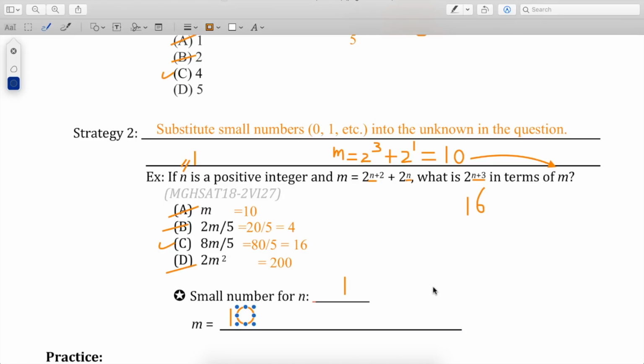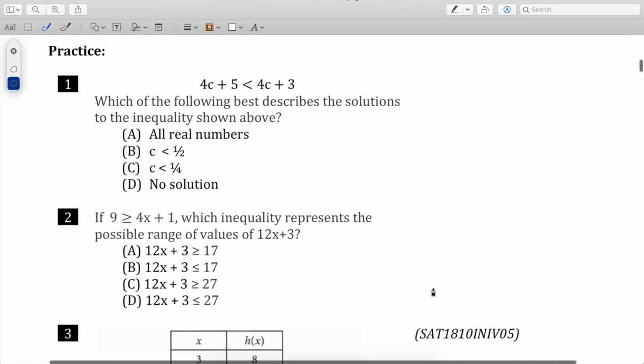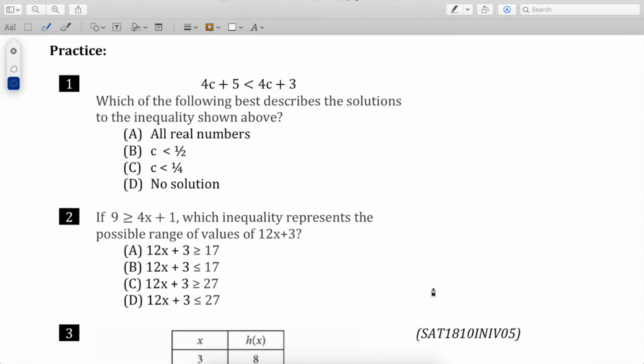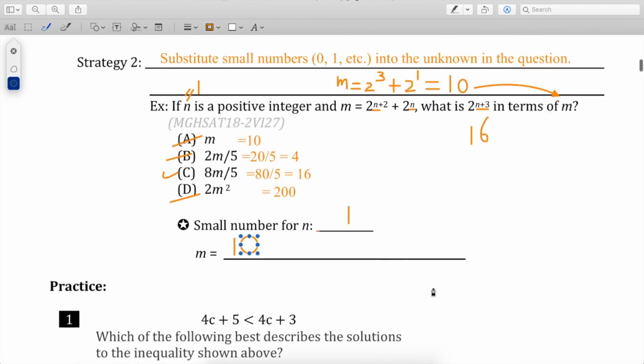Hopefully that explains what the two strategies mean. Now there are practice questions at the bottom, and I'll let you work on them and go over them with your teacher, and hopefully you can get all of them correct. And again, keep in mind the two strategies here.